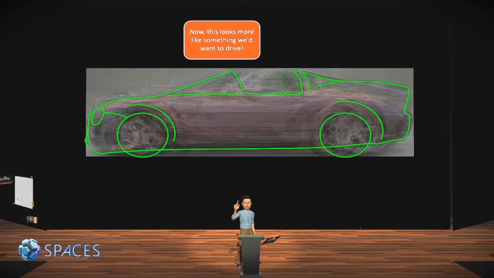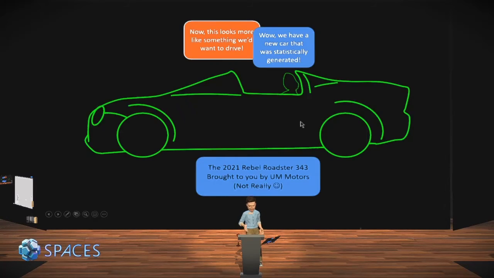Now that isn't bad. That actually looks like a car. And it's all based on the edges of our average image here. So just looking at the edges of our average image, we're able to get something that does, in fact, look a lot like a car out of this. And so I present you with the 2021 Rebel Roadster 343. Brought to you by Motors, of course. No, I'm joking, not really.